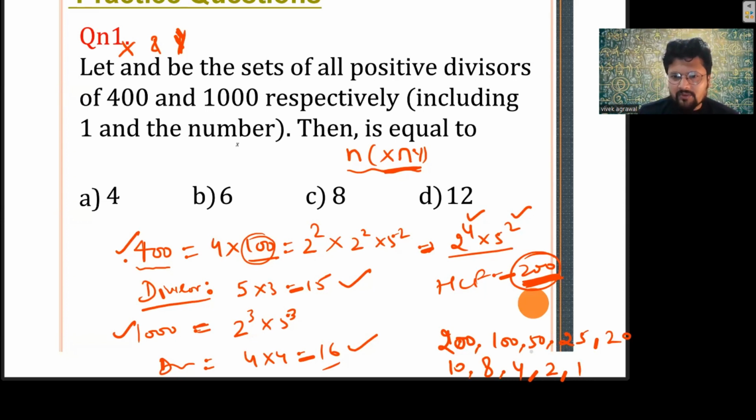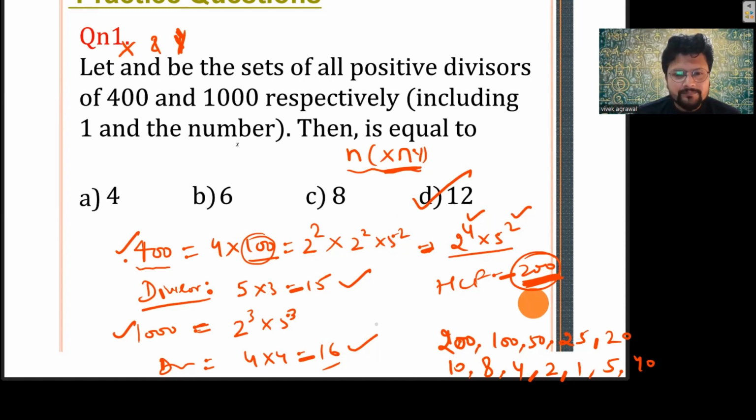So the number of total devices will be... You missed 5. Yes, I missed 5, and I also missed what? And 40. Yes. So the total number of devices will be 1, 2, 3, 4, 5, 6, 7, 8, 9, 10, 11, 12. So the total number of devices will be 12. Right?